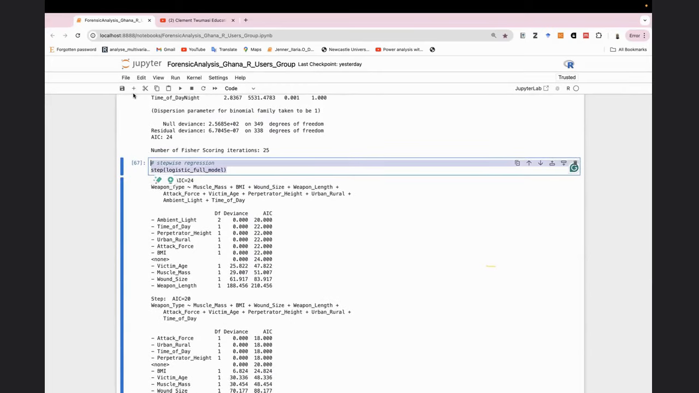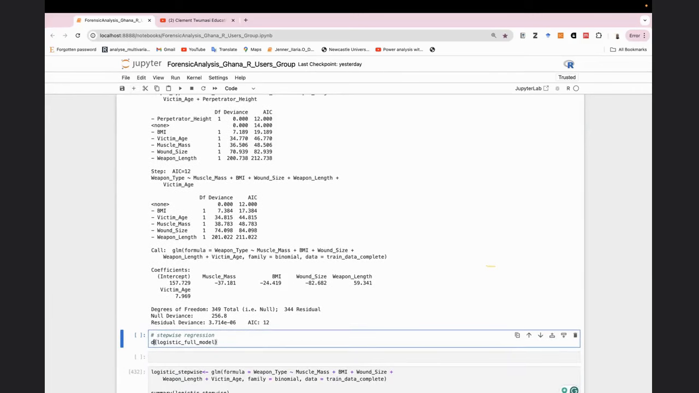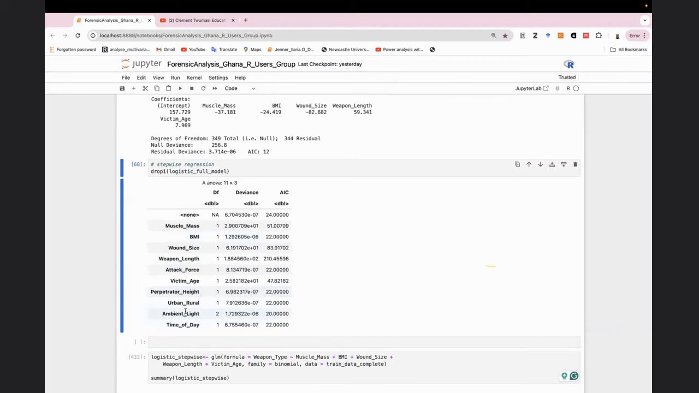There's also a certain function called drop one. So if I replace this step with drop one, it will also tell you, for all the predictors, if I drop a particular variable, how does it affect the AIC? So for instance, let's say this none is when we've not removed any predictor from the model. This was the AIC. So this is telling me, if I remove muscle mass from the model, the AIC will rather increase, meaning the AIC will get worse. That means that muscle mass is quite important. I don't have to take it out.